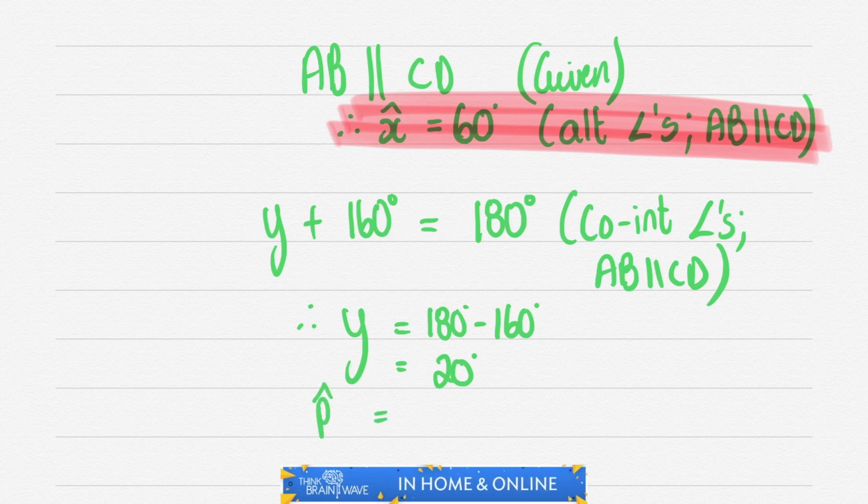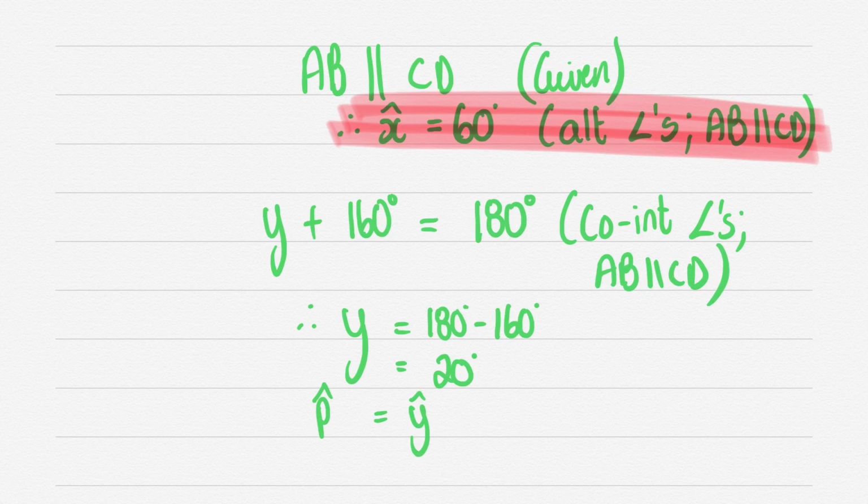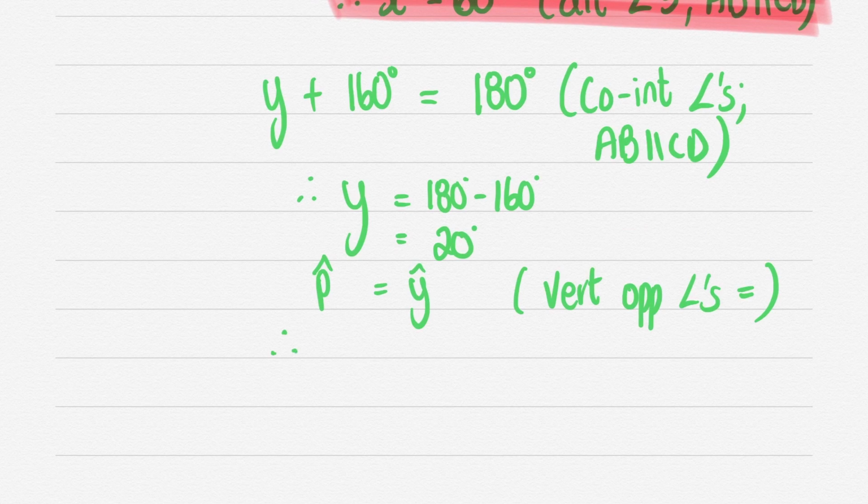We will say that the angle P is equal to the angle of y. What is the reason for this? They are vertically opposite. Now, as you can see, these rules are very important. If you don't understand these rules, it's not a major issue. Just go back to the previous video and have a look at all those rules. If you understand those rules correctly, this section of mathematics is actually quite a breeze. Alright, and now we have it. P is equal to y, and therefore P is equal to 20 degrees.